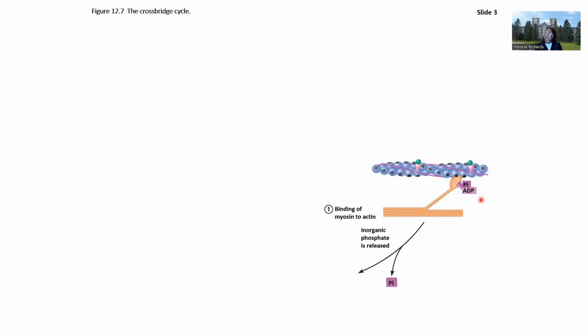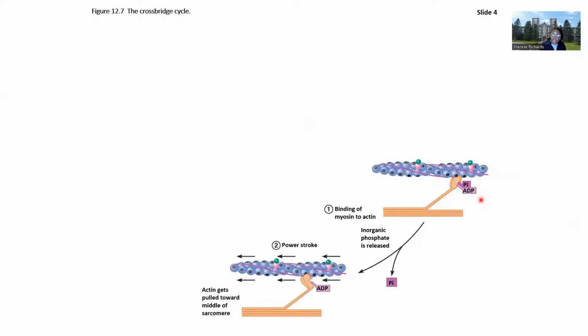Now, the phosphate is released. The reason that we start out with the phosphate already hydrolyzed is so that it can be ready to donate the energy that's required for the power stroke. So after the phosphate is released, then we can have the power stroke. The release of that phosphate means that the energy was donated to move the myosin head towards the M line. So that results in our power stroke. Now, ADP is still bound here.